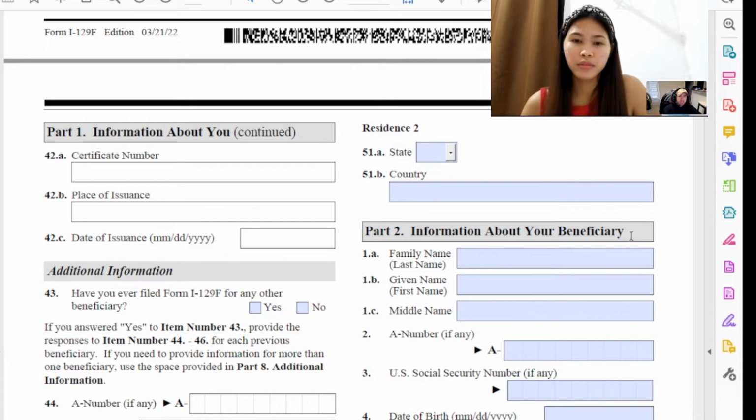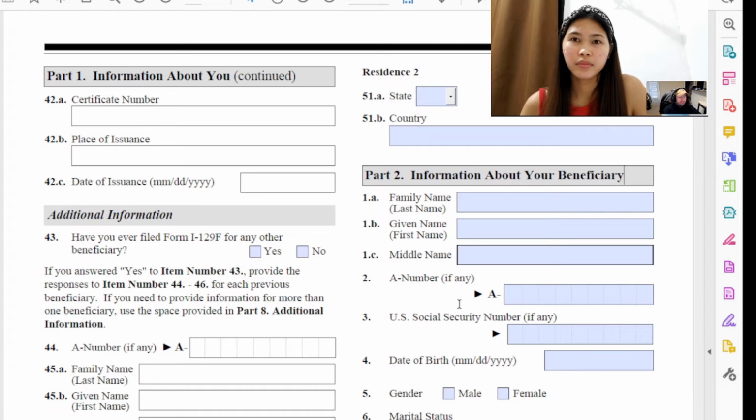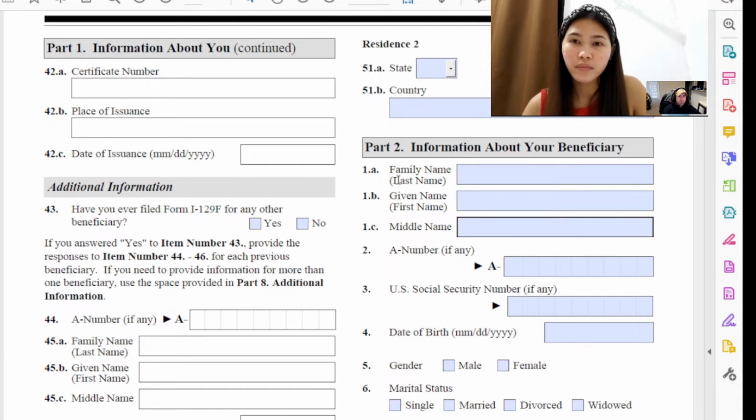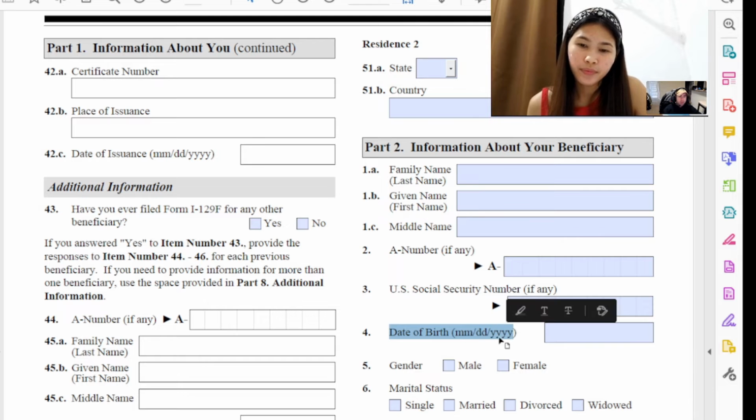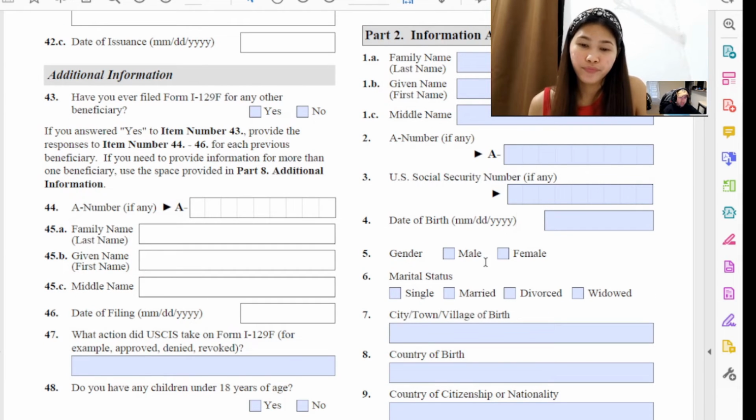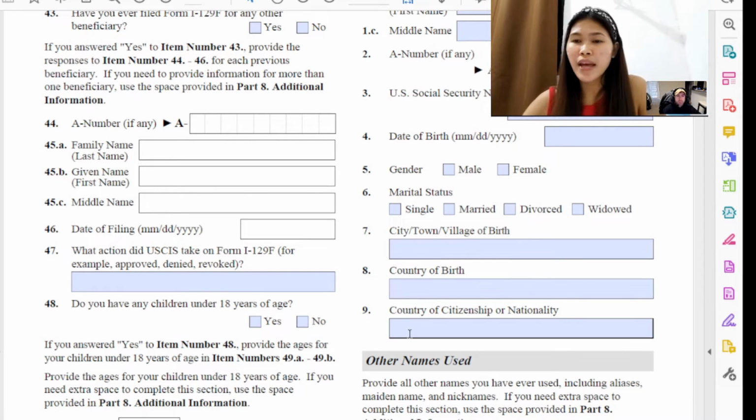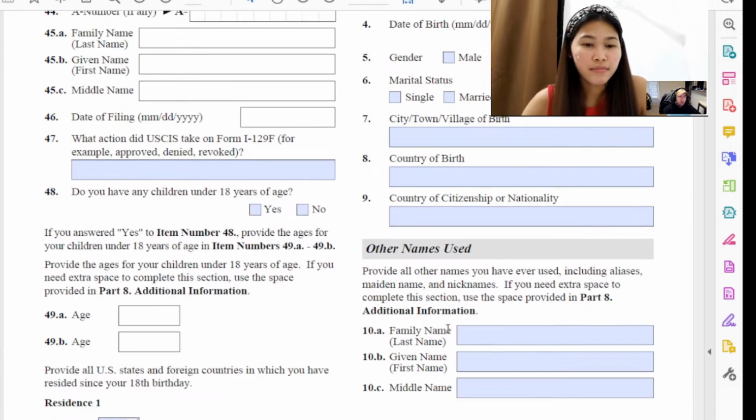Now we're going to get into information about your beneficiary. This is where Jessa's name is going to come in. Names again. Does she have an alien registration number? If any. Does she have a social security number? If any, no. And then date of birth would be her date of birth, her gender. Has she been divorced, widowed, or married before, or is she single? The town, the country, and the country of citizenship or nationality. Other names used, NA. Okay.